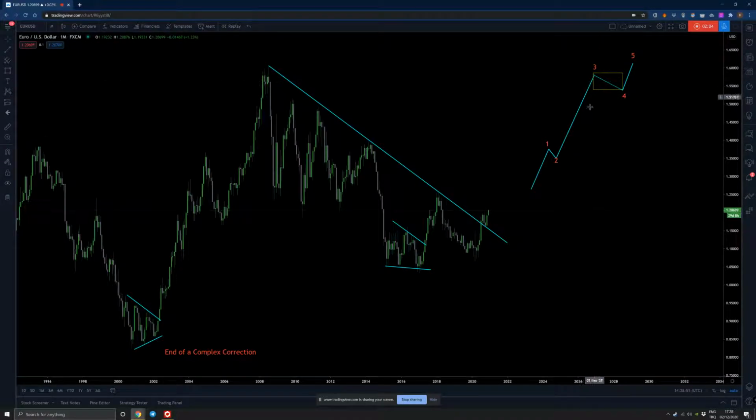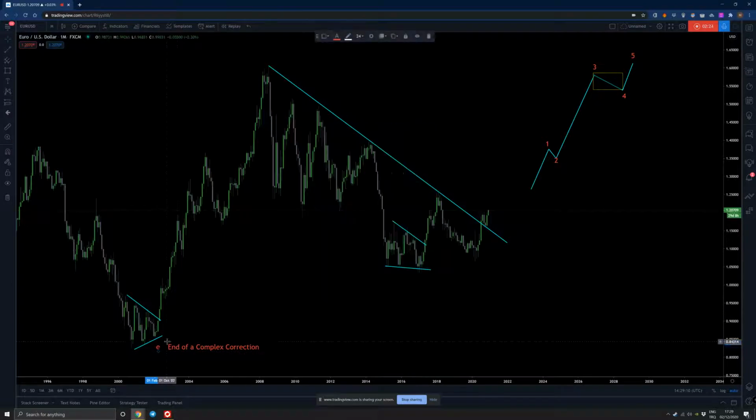Now these limiting triangles are continuation patterns. As you can see, the trend is to the upside. The fourth wave comes as a corrective wave, a triangle, and then the trend continues. However, when you have a triangle that's happening at the end of a correction, okay, it means that it has to end something. So it will be something like this.